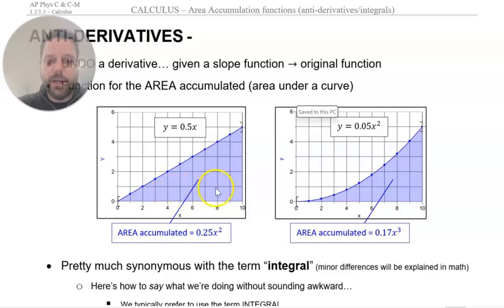This would be easy if it were a triangle. We actually could just do 1/2 base times height. Similarly, if we had a straight line that's flat, we could do rectangular area. Where it gets trickier is if you have something like this, where you have this curving or nonlinear graph.